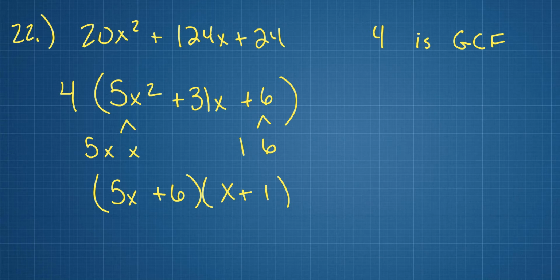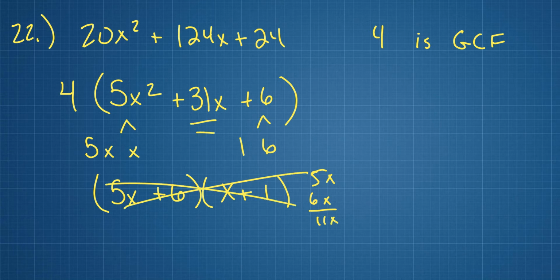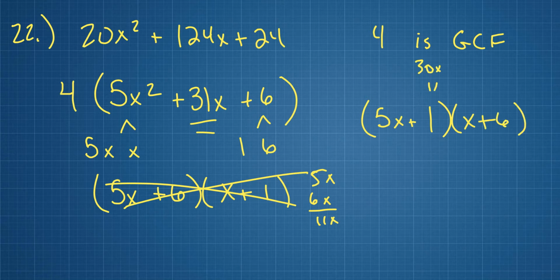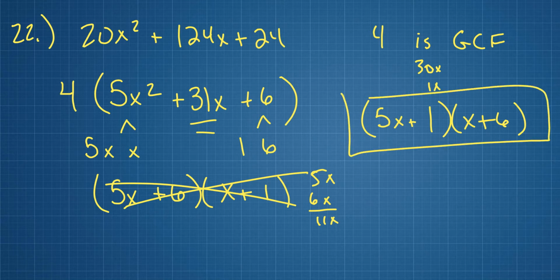I do the outside to give me 5x, the inside to give me 6x. Together that's 11x. Not what I want. Now remember, I can't cross this off and say it's not factorable until I flip it. So I'm going to put 5x plus 1, x plus 6. This time I get the outside to give me 30x, the inside to give me 1x, which is what I want. So that means that's my factored form.